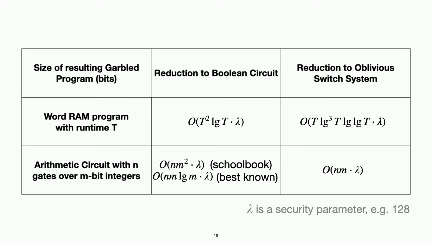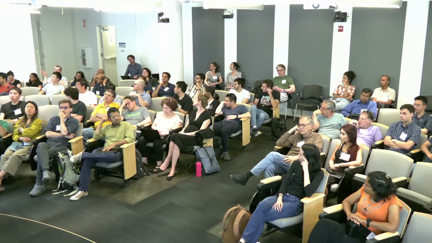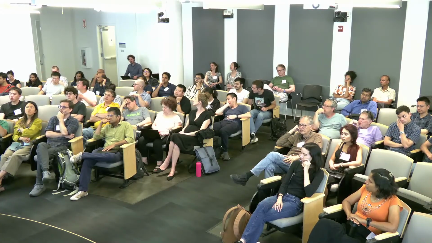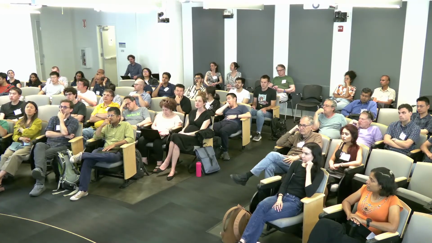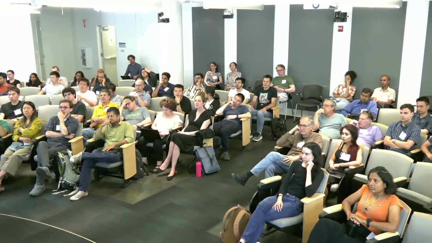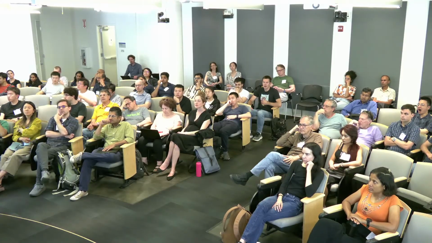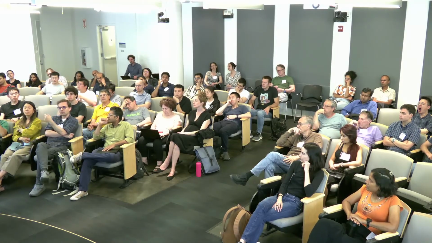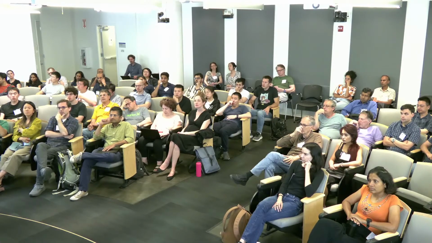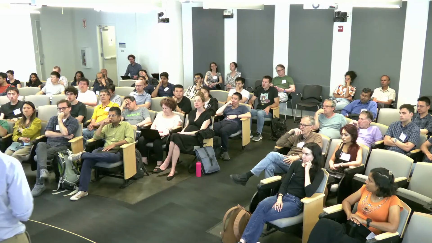Yeah? Does m go to infinity? Yes, I probably should say: the size of each gate is at most m squared here, at most m log m here, and at most m here. I think the question was whether it only works for large m, or whether it also gives an improvement for small m. It should be an improvement for all m.